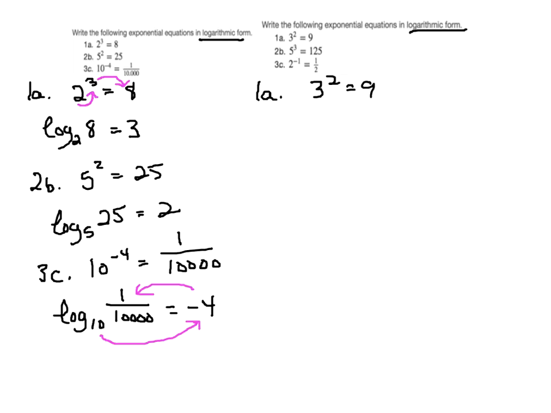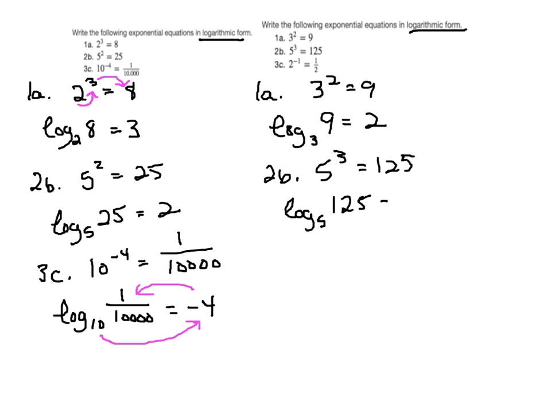It doesn't hurt to practice this, and really it's just a matter of remembering the definition. So log base 3 of 9 is 2, because 3 squared is 9. 2b here, 5 cubed is 125. Log base 5 of 125 is 3. And 3c, 2 to the negative 1st power is 1/2. And that is because log base 2 of 1/2 is negative 1.